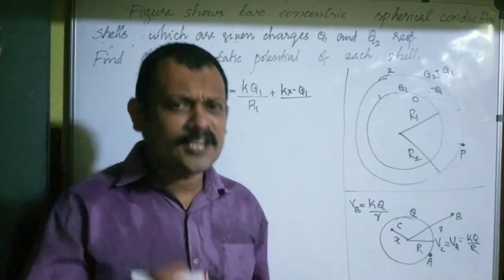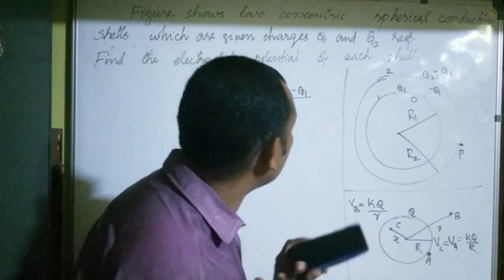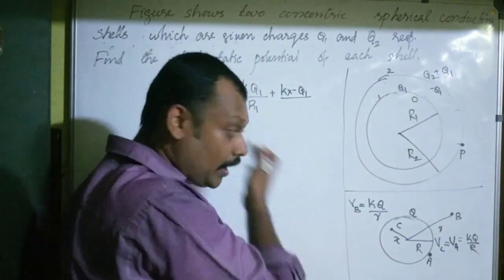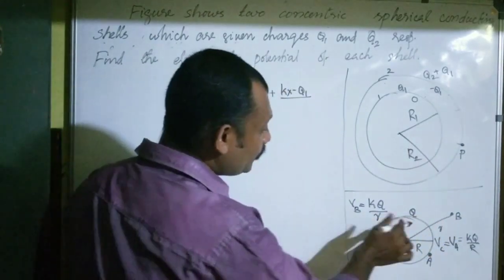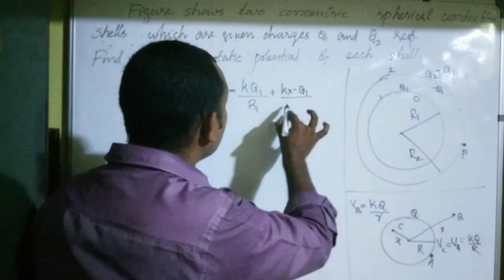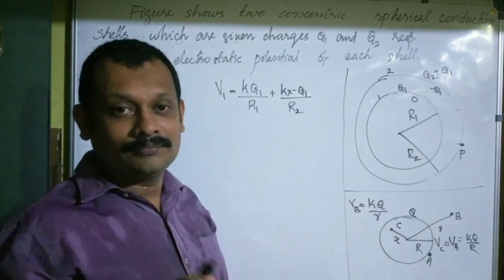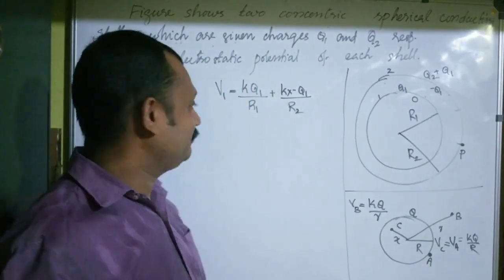It is a little difficult to understand, so please look into that idea in detail. This is inside the sphere. At any point inside a charged sphere, the potential is the same as that on the surface. So I will say this is R2, because this radius is R2. The thickness of the sphere is negligible.